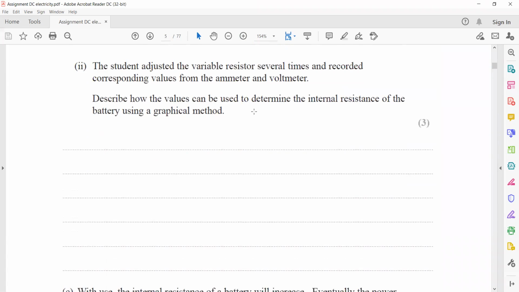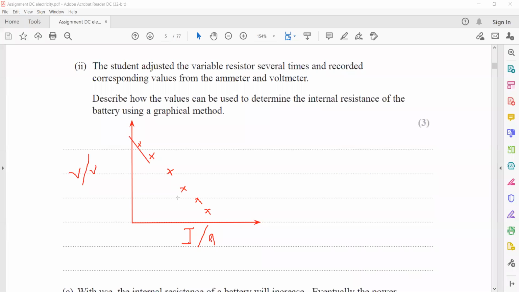The next question: the student adjusted the variable resistor several times and recorded corresponding values from the ammeter and voltmeter. Describe how the values can be used to determine the internal resistance of the battery using a graphical method. So what should the student do? The student should plot a graph between voltage on the y-axis and current on the x-axis. This is how the graph will appear.